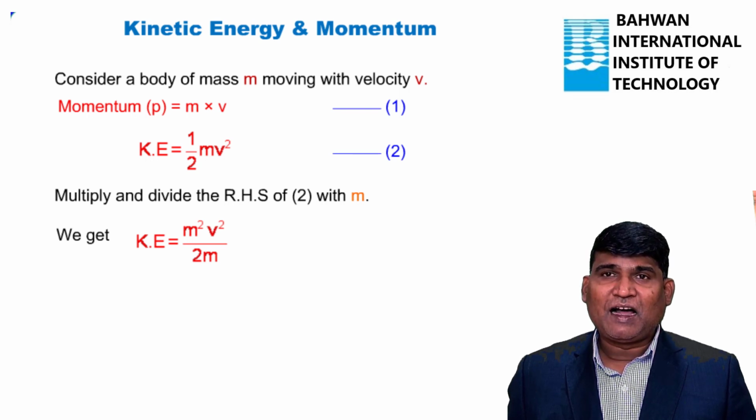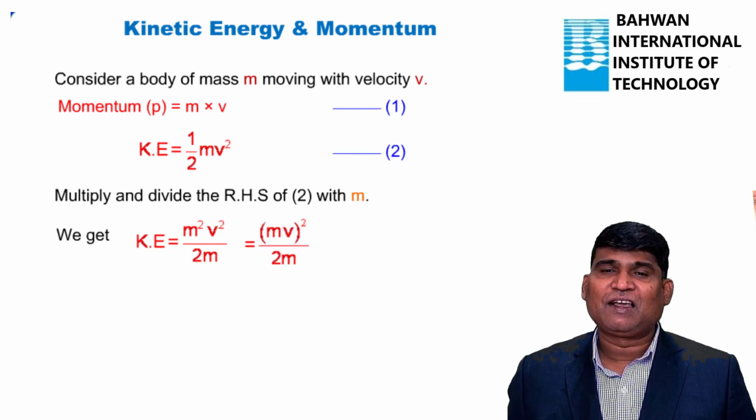What I did, I multiplied and divided the right hand side of the second equation with mass. Then I got m square v square by 2m. Why did I do this? Because I know momentum p is equal to mv. So I want to substitute momentum in place of mv. So here (mv) whole square is there.